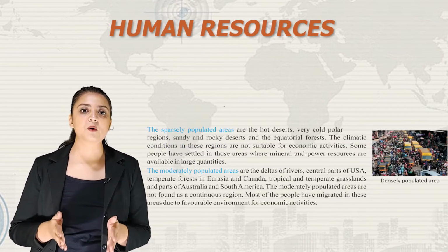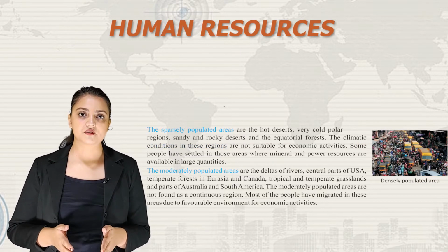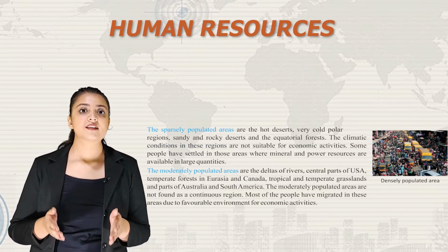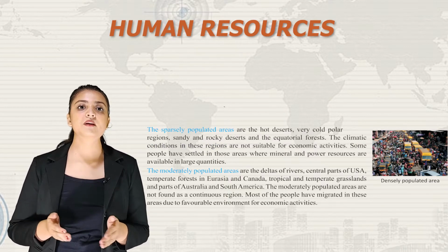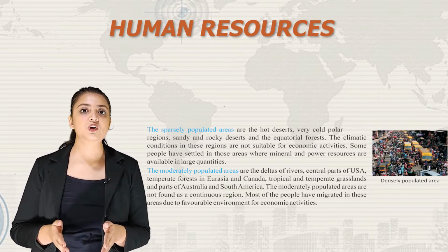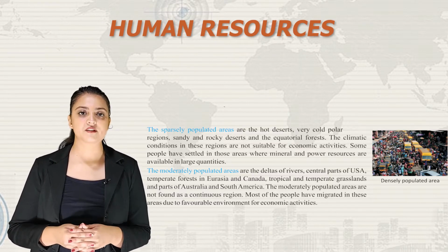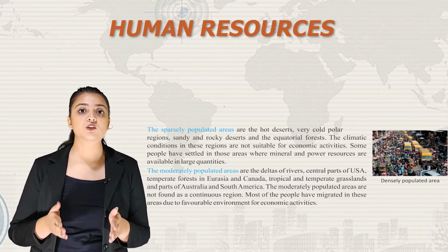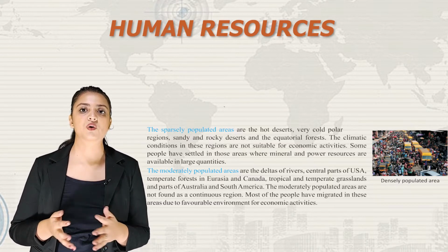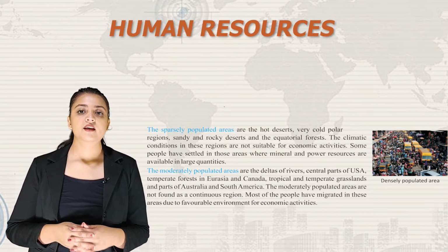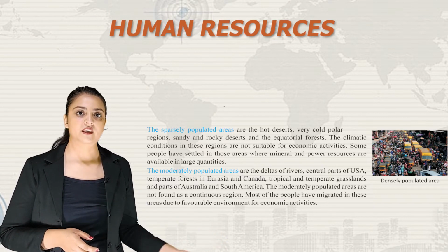The sparsely populated areas are the hot deserts, very cold polar regions, sandy and rocky deserts, and the equatorial forests. The climate conditions in these regions are not suitable for economic activities. Some people have settled in those areas where mineral and power resources are available in large quantities. Here is an image of a densely populated area.